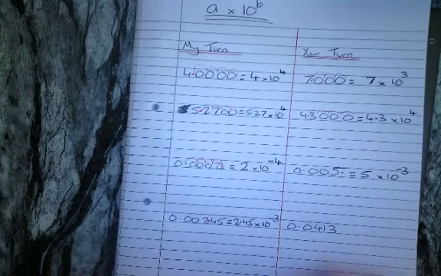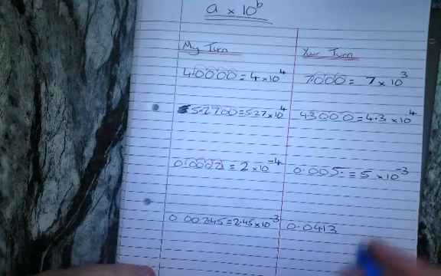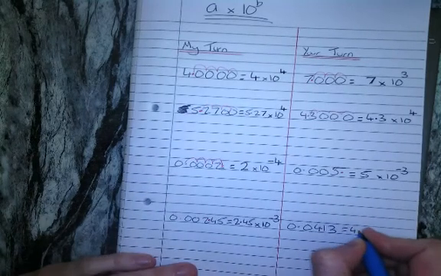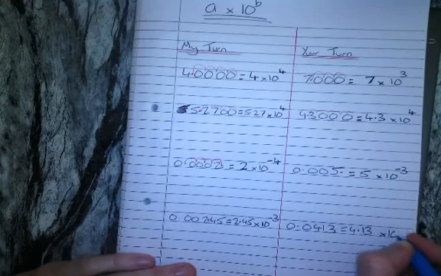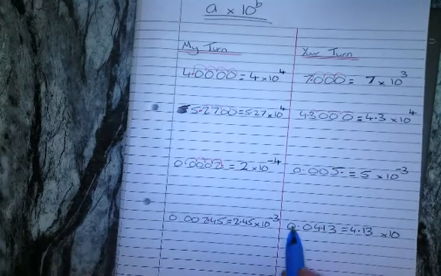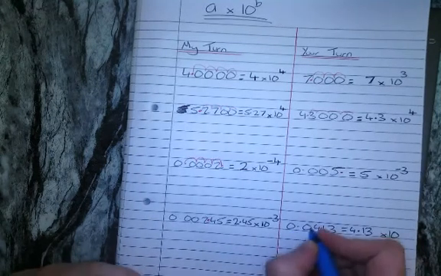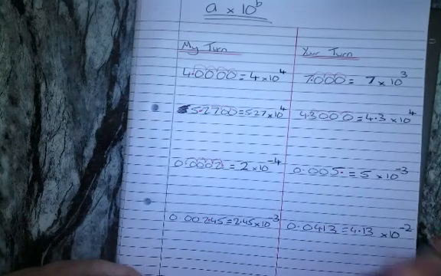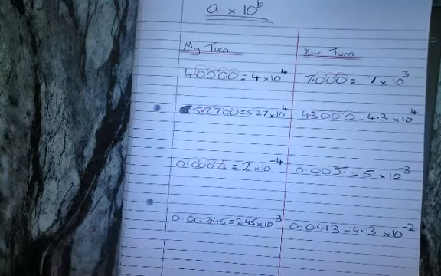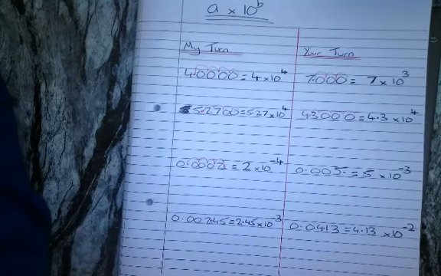Okay, well done. So to give you the final answer then, we're going to put the decimal point there. That gives me a number of 4.13 times 10 to the power of minus 2. It's moved 2 places. Minus 2. Okay, and that's it. Thank you.